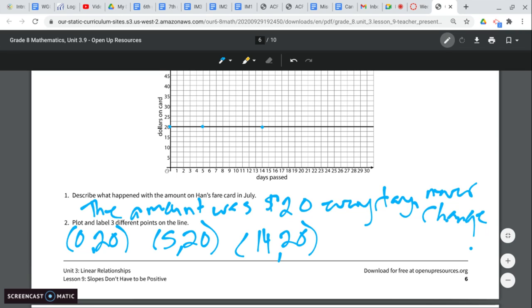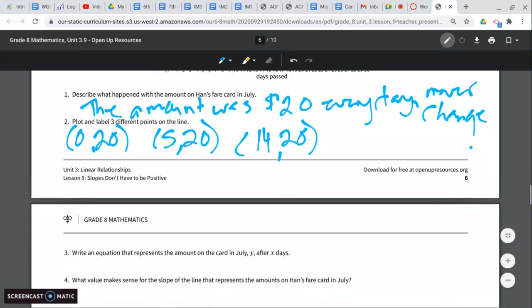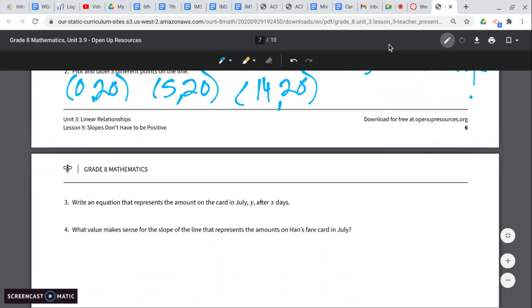Now remember, x comes first when we write ordered pairs. So we want to write an equation. Well, is there a slope? If we take 20 minus 20, what happens? We get 0. So our equation is just y equals 20. There's no x value because no matter what, it's always 20. So what value makes sense for the slope of the line that represents the amount on Hans' fare card in July? 0. There is no change.